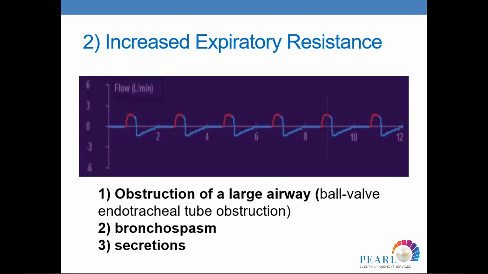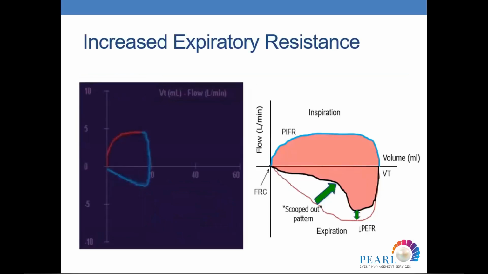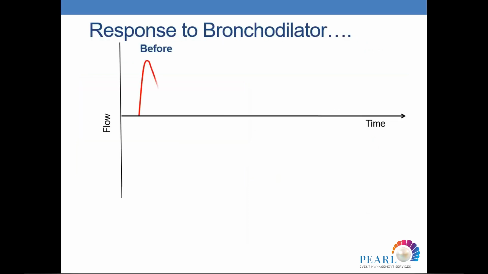Now, if there is an increase in the expiratory resistance, and this is usually due to some obstruction, bronchospasm, or secretion, this is how it looks. So there is a sort of increase in the resistance in the loop. Again, how it looks in the flow volume loop.